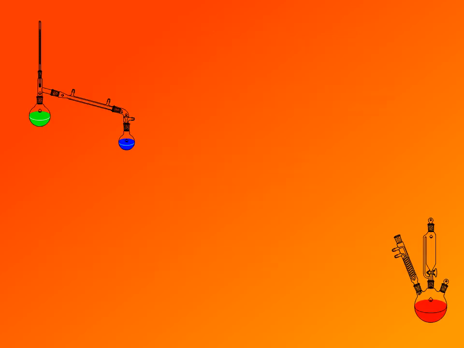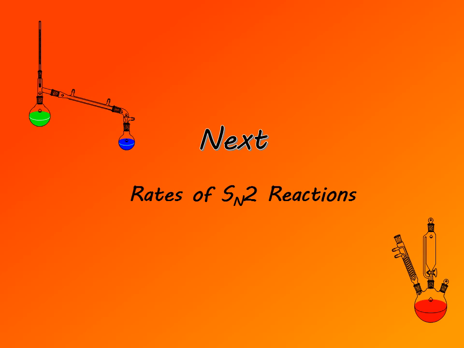This completes our examination of SN2 reactions, mechanism and some uses, and next we are going to look at factors that affect rates of SN2 reactions.